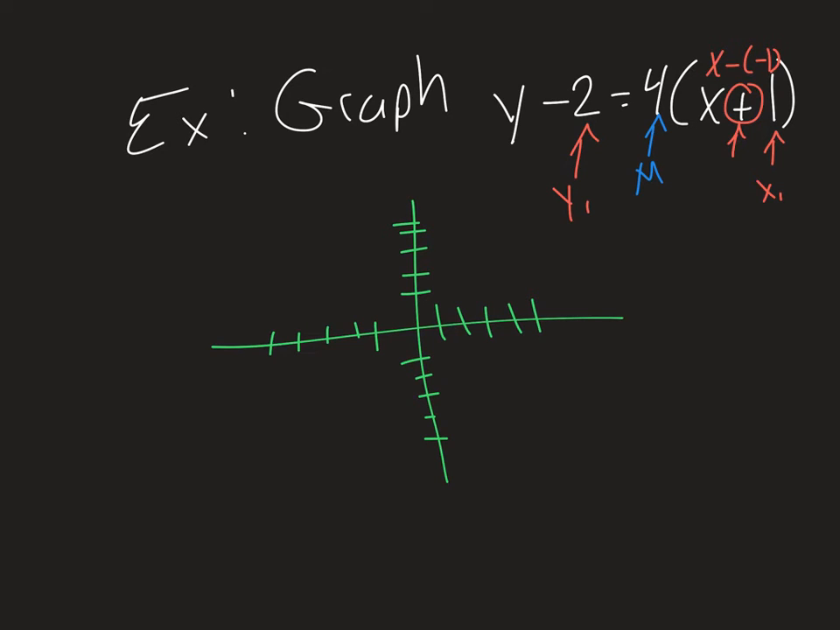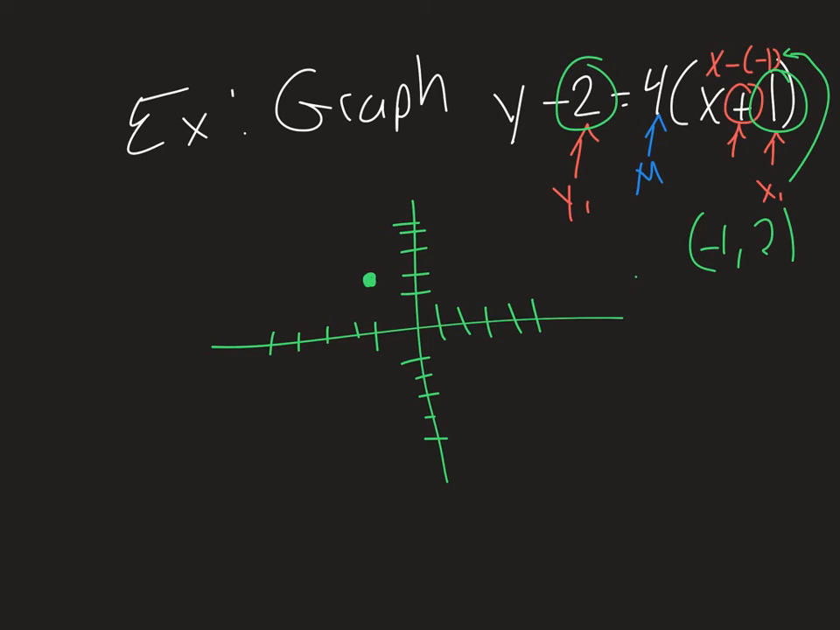Now, if we're looking at this, the point that I'm looking at first, I know the point -1, +2 is on my line. And I know that because y minus 2, that's my y1, and then the x minus a -1 is technically my x1. So we know we go to the point -1, +2.